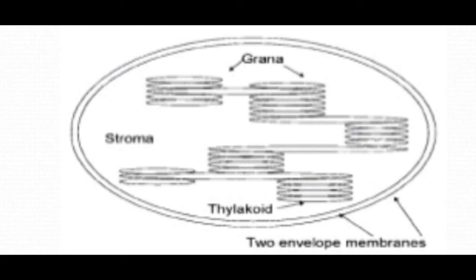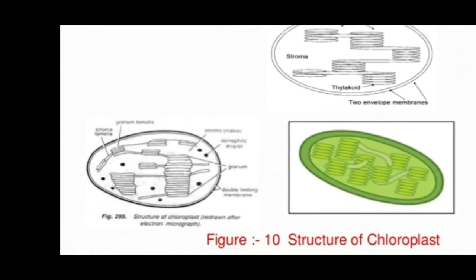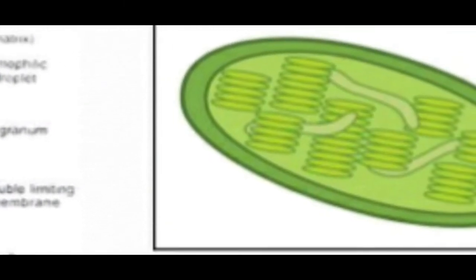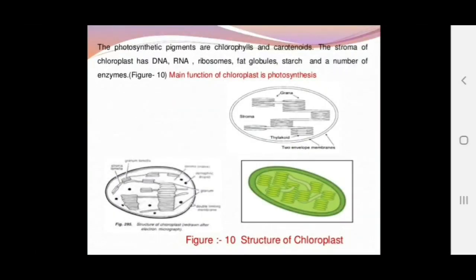The thylakoid membranes are arranged one upon another. Their stack is called the grana. Clear? The grana are connected with each other by the lamellae. Clear? See, this is the structure of your chloroplast. They consist of the pigment chlorophyll. The photosynthetic pigments, chlorophylls and the carotenoids, are present in the chloroplast. The stroma of the chloroplast has DNA, RNA, ribosomes, fat globules, starch, and a number of enzymes which are present in that.